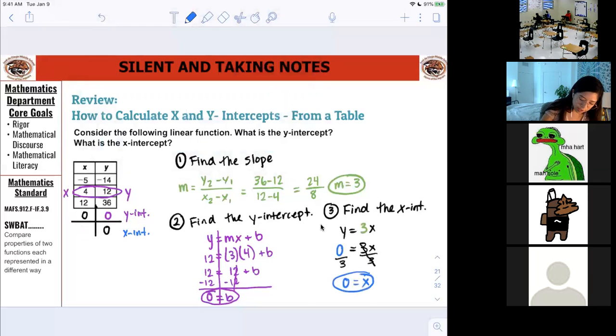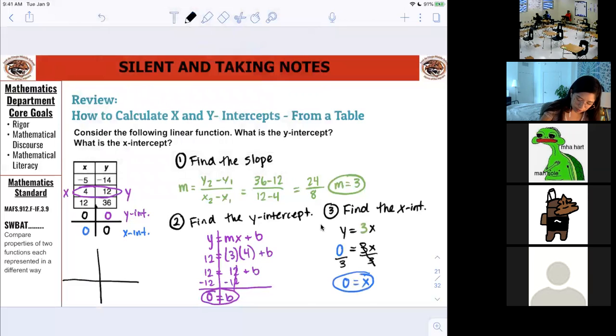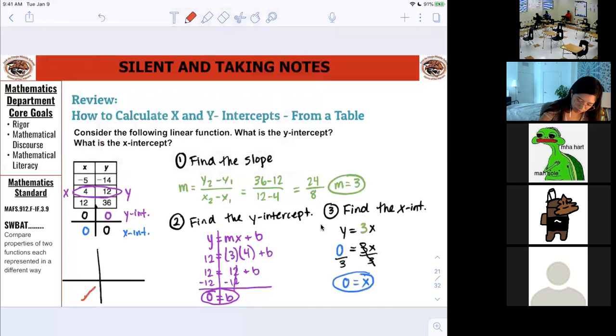Which kind of makes sense, doesn't it? Because if I have a graph and it's passing through the origin, like if I'm just going to draw a random line, if that's my function and it's passing through the origin, then the x-intercept is the same as the y-intercept, because it's passing through the x-intercept and the y-intercept at the same time, at 0. So whenever your y-intercept is 0, the x-intercept is automatically also going to be 0.